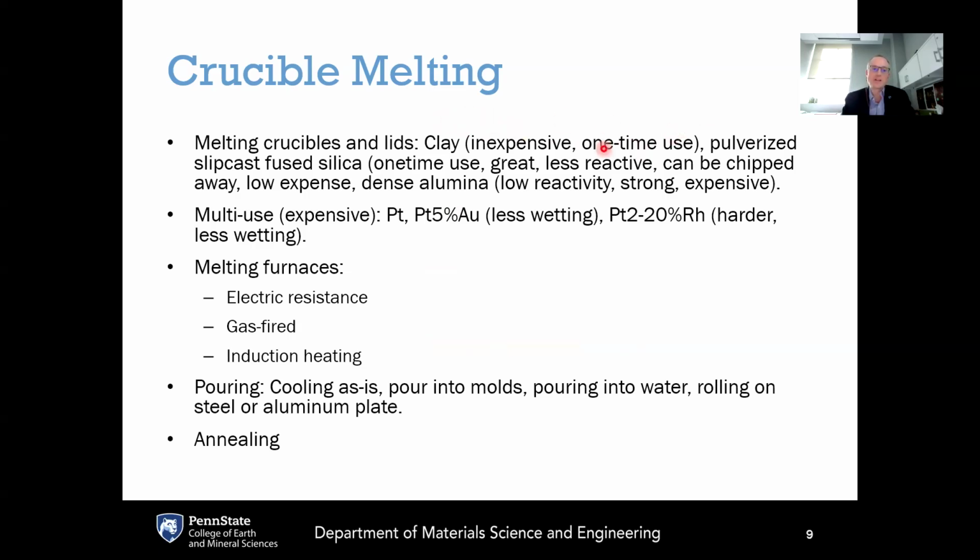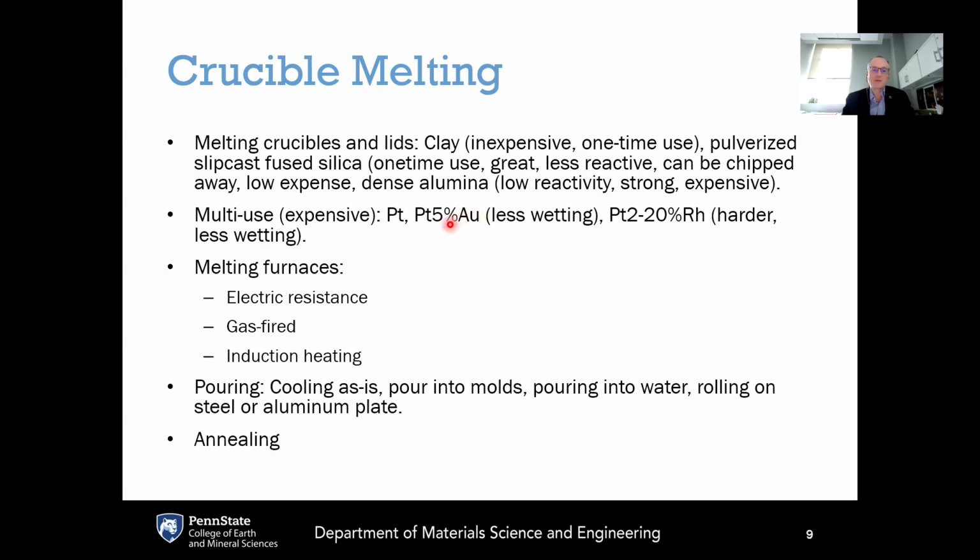There's also pulverized slip-cast fused silica, which are also one-time use refractory. This can withstand much higher temperatures and is less reactive compared to clay. Also fairly cheap. And you can also have dense alumina. Alumina crucibles also have low reactivity. They're strong, but they're a bit more expensive compared to silica. All of these ceramic refractories are just single-use crucibles. If you want multi-use crucibles, we need to go to platinum crucibles.